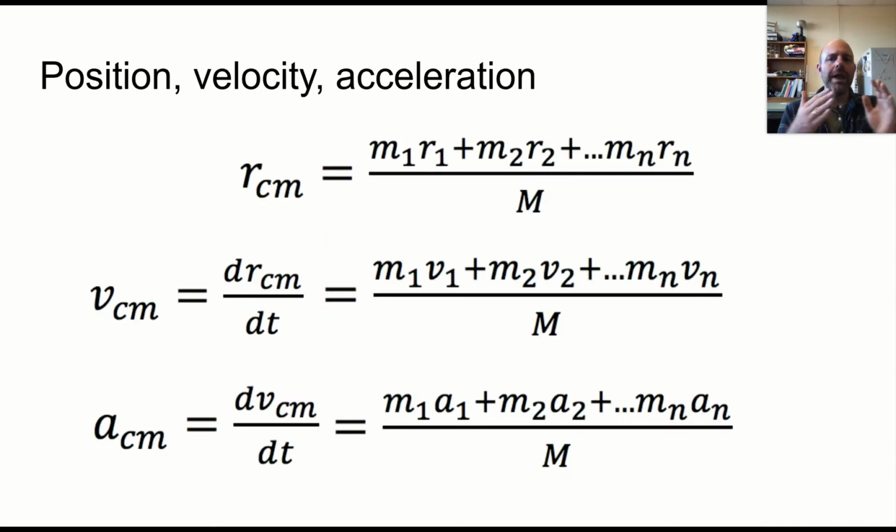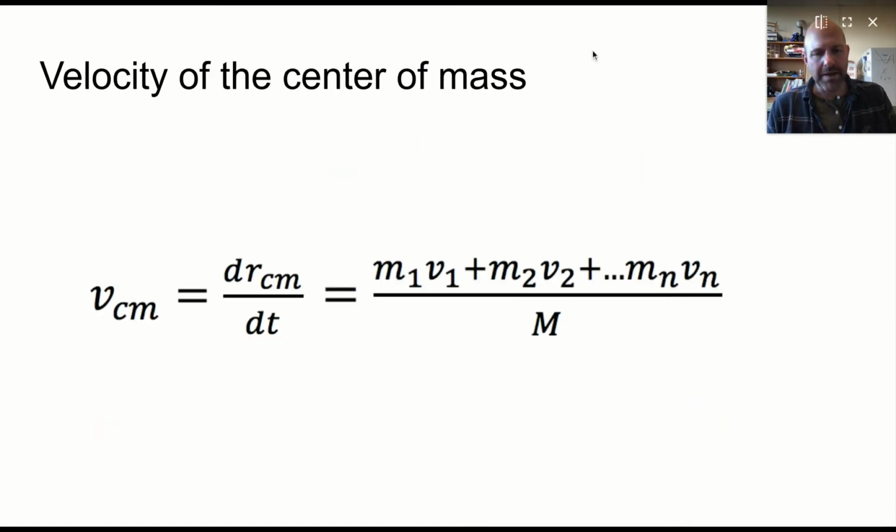So if we can figure out the position of a group of objects, of a system, then it stands to reason that if you take the time derivative of that position, you could find the velocity of the center of mass. And if you did it again, you could find the acceleration of the center of mass. And then that means that if we knew the velocity of each of those particles, we could do a weighted average and get the velocity of the center of mass, or the acceleration of the center of mass in that same way.